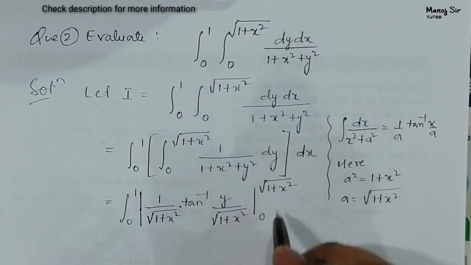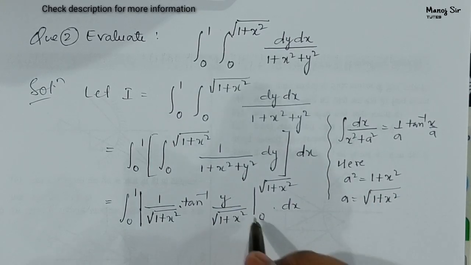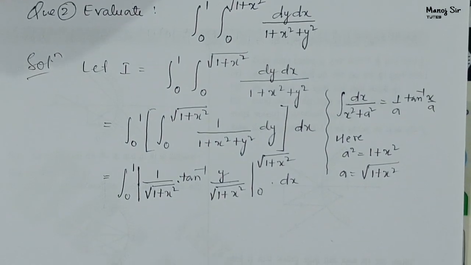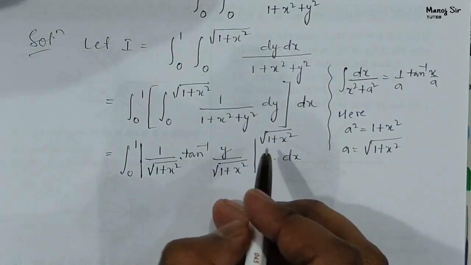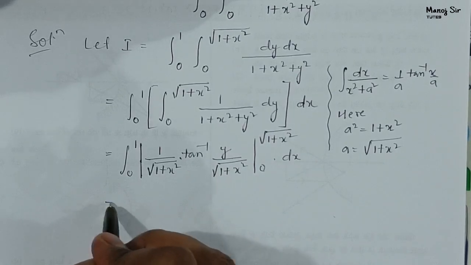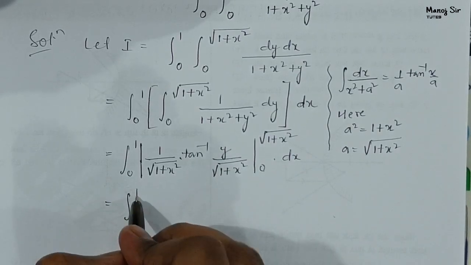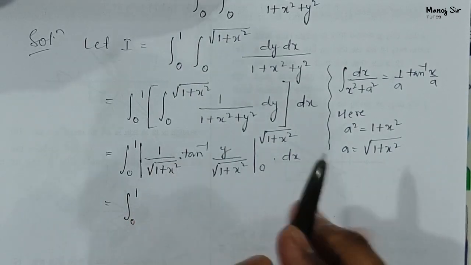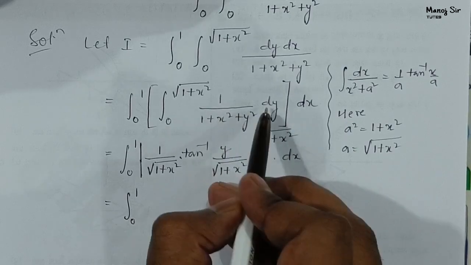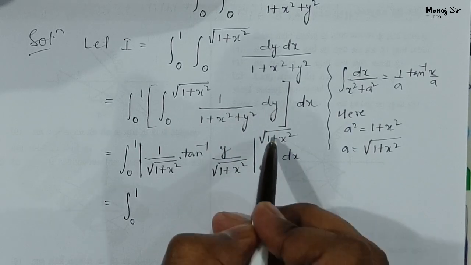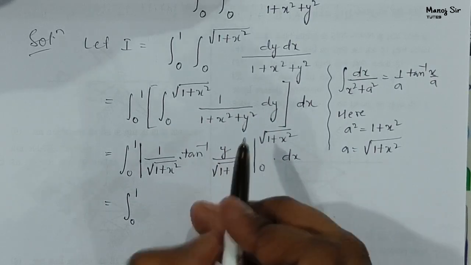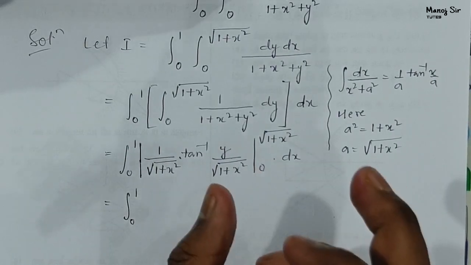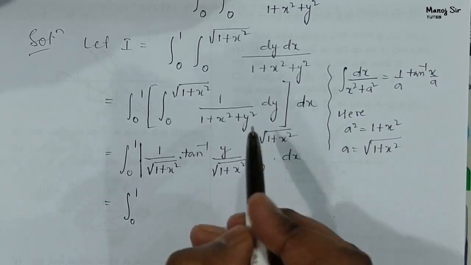And don't forget to write this dx here, because many of the students forget to write this dx. Now if we solve this, we need to put the limits. So this is going to be integral 0 to 1. Here we have integrated this part with respect to y, so we'll put this lower limit and upper limit in place of y. So 1 upon root over 1 plus x square will be treated as constant.